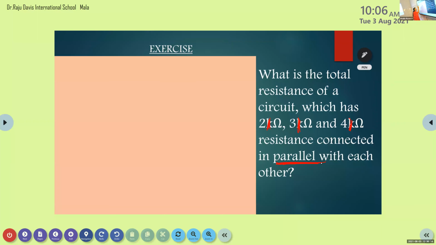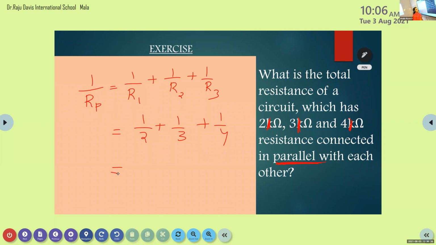What is the equation for calculating the total resistance in a parallel combination? 1 by Rp is equal to 1 by R1 plus 1 by R2 plus 1 by R3. This is a short answer question you can expect for your multiple choice session. So here we have 1 by 2 plus 1 by 3 plus 1 by 4. Find the total resistance of the circuit in parallel combination. What about the LCM here?